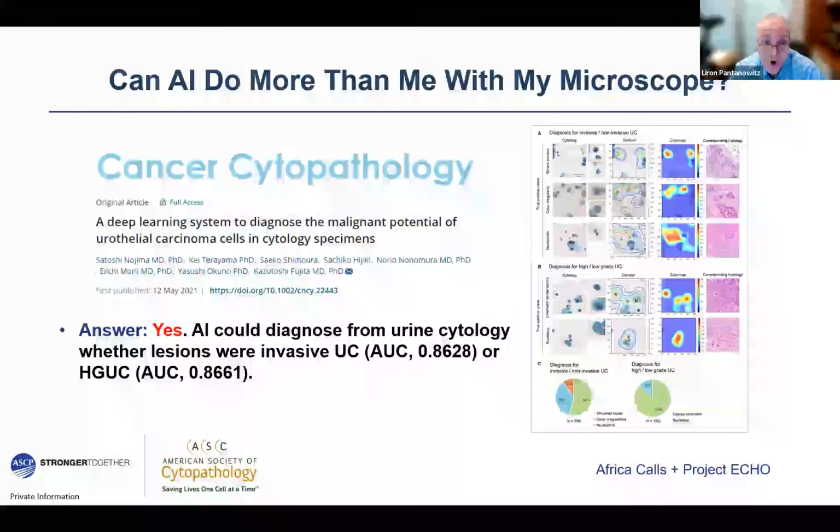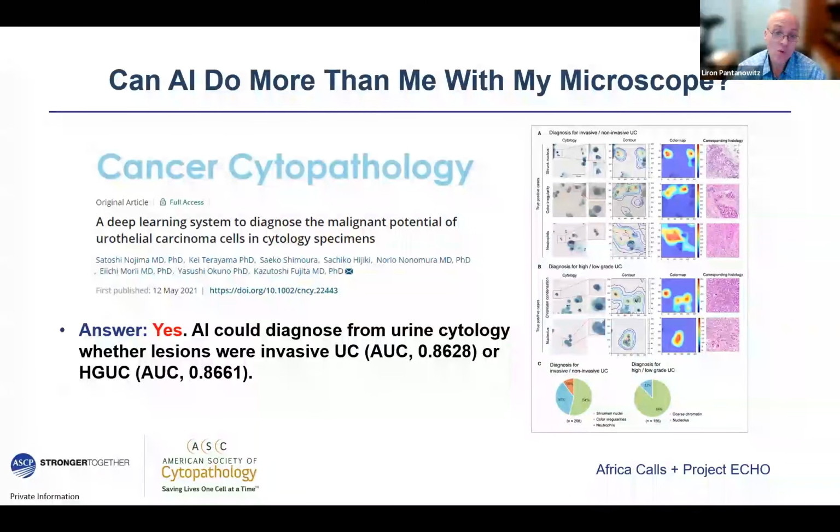Now, what I find most exciting is, can AI be developed to do something more than I can at my microscope? Yeah, so what? I can screen a case, so can the algorithm. I can interpret it as high grade or not, so can the algorithm. But what I cannot do is predict, well, if I'm looking at a high grade case, is this actually going to be invasive when you look at a biopsy or not? It's hard to determine that.